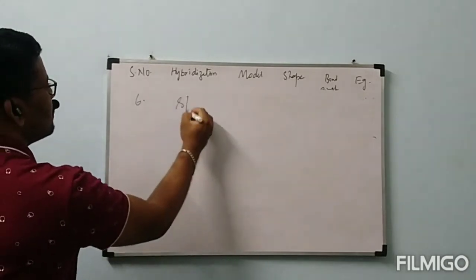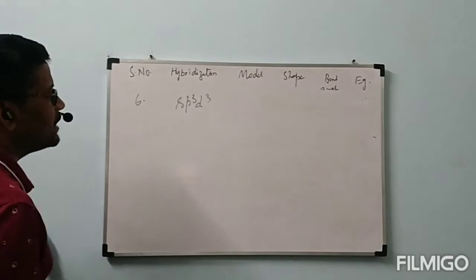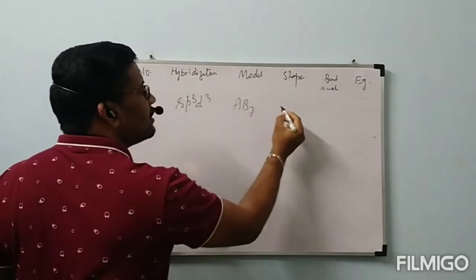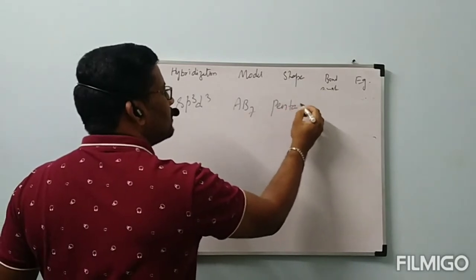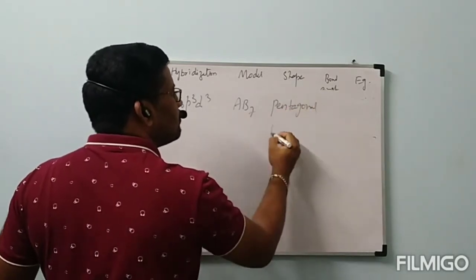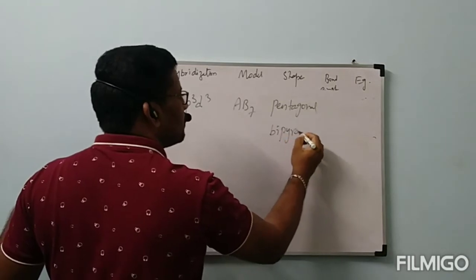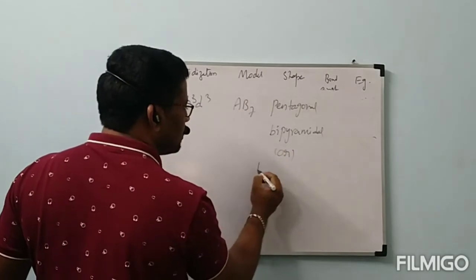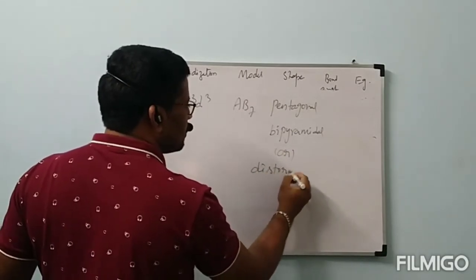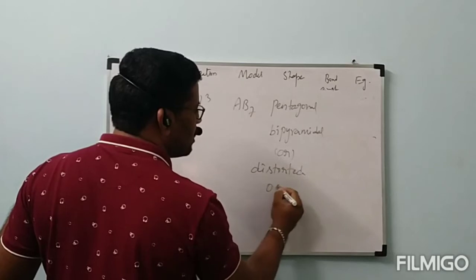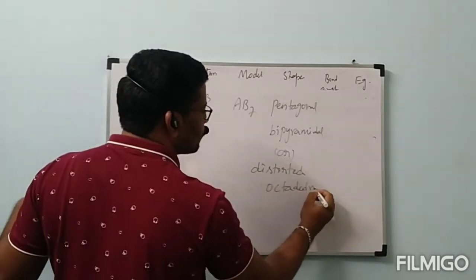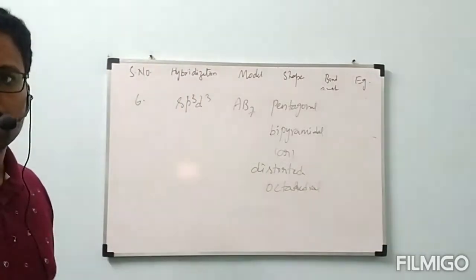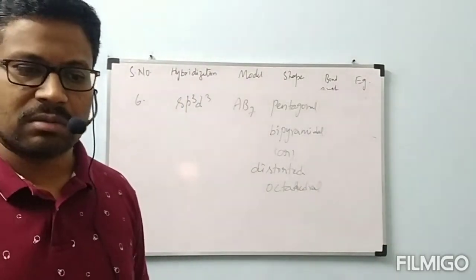Sixth one, sp3d3 hybridization, model AB7, only one model under this one. Shape pentagonal bipyramidal or distorted octahedral. Distorted octahedral means disturbed octahedral.